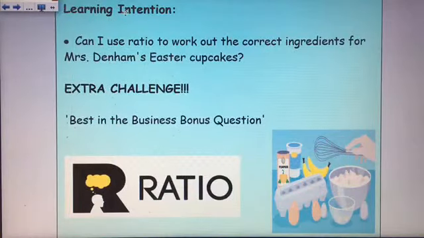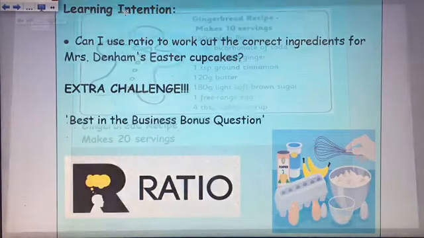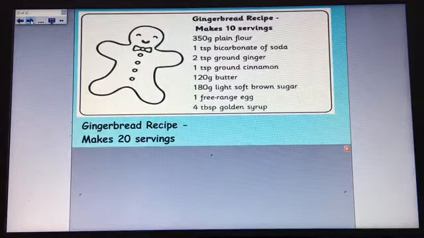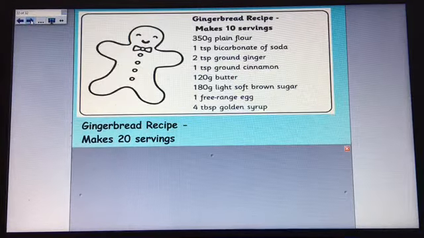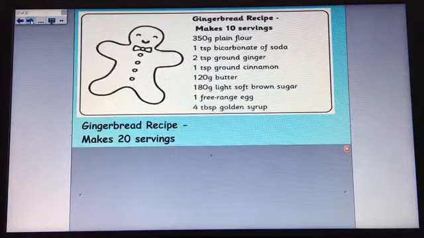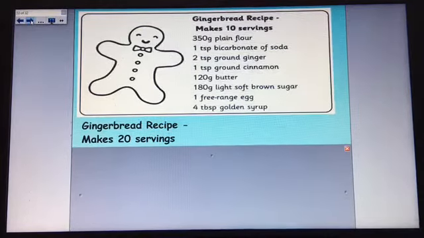Okay, so your learning intention for today is, can I use ratio to work out the correct ingredients for Mrs. Denham's Easter cupcakes. And of course, there is the best in the business bonus question to finish off. Okay, so before we crack on with Mrs. Denham's Easter cupcakes, we're going to have a look at a gingerbread man recipe, so we get the hang of how to find the ratio and how to find the correct amount of ingredients. So press pause if you want to crack this on your own. It's starting off nice and straightforward. If not, I'm going to go through it now.